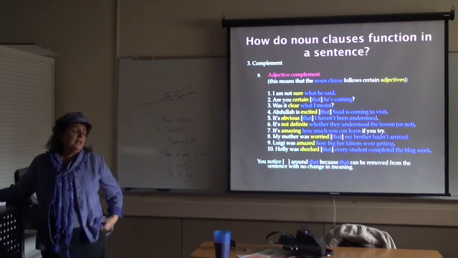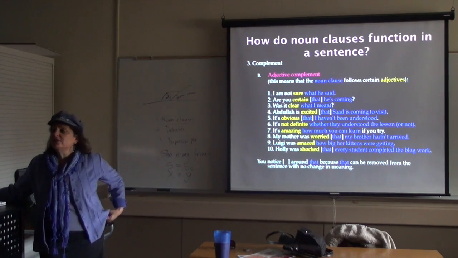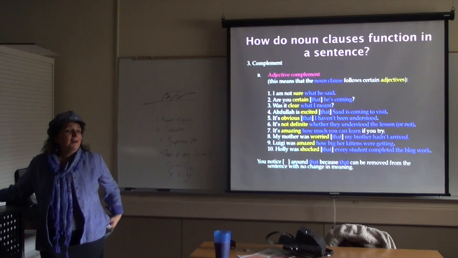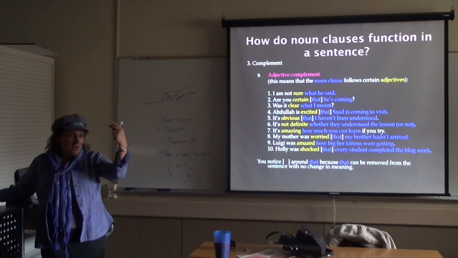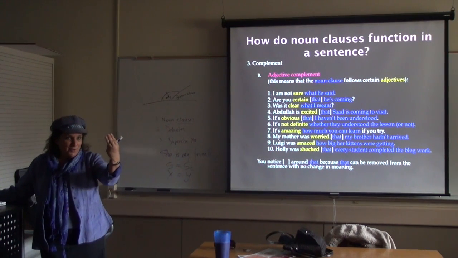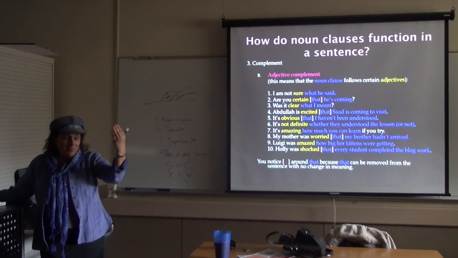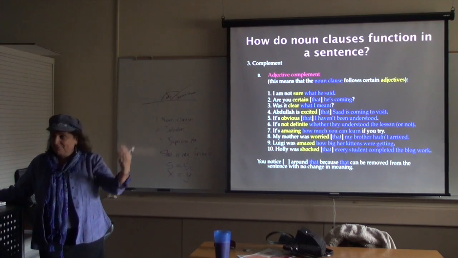Okay, so we have now just covered the five functions of noun clauses: subject, object of the verb, object of the preposition, adjective complement, and subject complement.